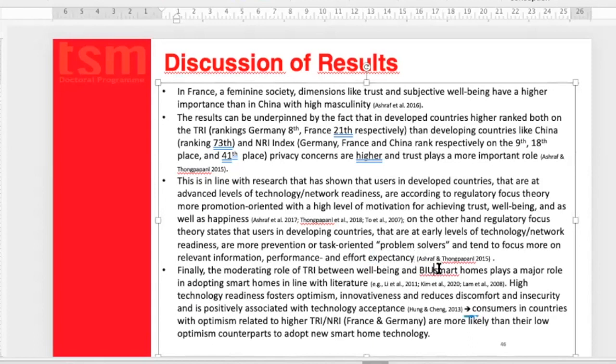And finally, we found also the moderating role of technology readiness and network readiness. It plays a major role in adopting smart homes, which is in line with literature, because technology readiness fosters innovativeness, and so openness to innovation, and reduces discomfort and insecurity, and is thus positively associated to technology acceptance. So that is why consumers in countries with high technology readiness are more likely to adopt new smart home technologies than their counterparts in countries with lower technology readiness.